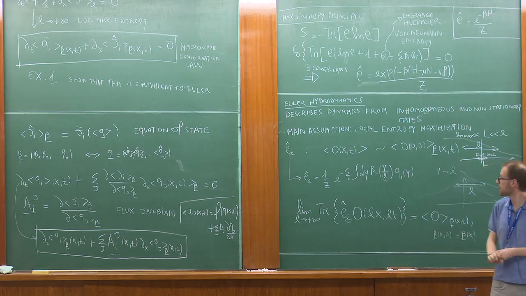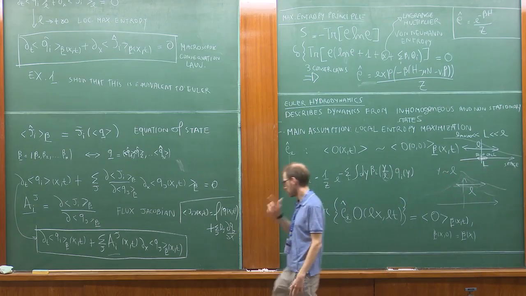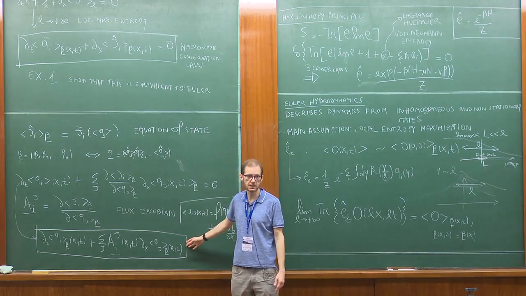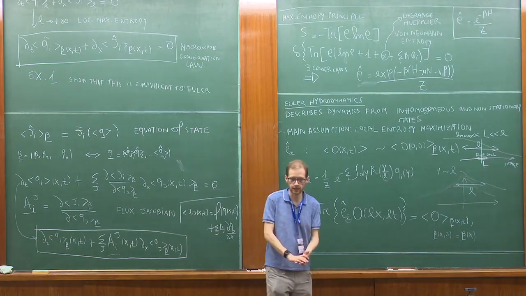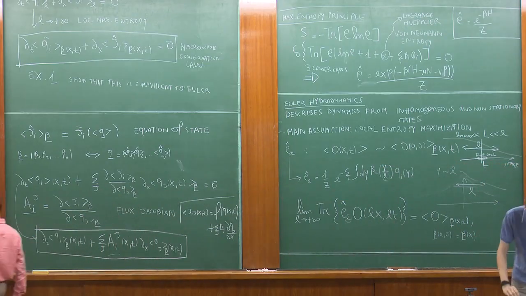And just to say, this equation, the continuity equation at the macroscopic scale under maximal entropy, is equivalent to the Euler equations that we started from, and this is the topic of the first exercise.